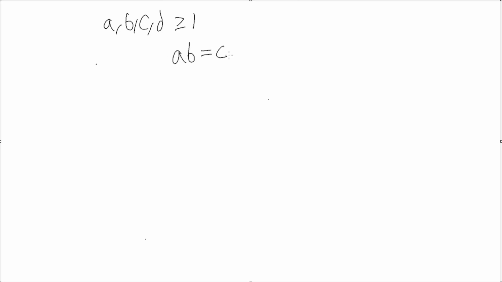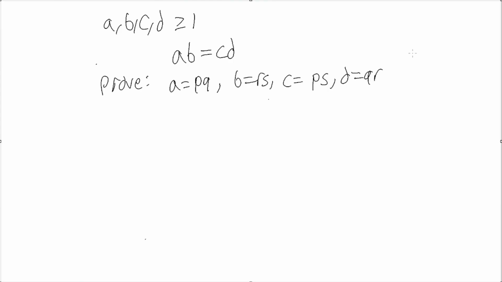And to see why, let's go ahead and take a look at an example of this in action. Suppose we have numbers a, b, c, and d, and they're all greater than or equal to 1. They're positive integers. And suppose that ab is equal to cd. Then our goal is to prove that a equals pq, b equals rs, c equals ps, and d equals qr for some positive integers p, q, r, s greater than or equal to 1.